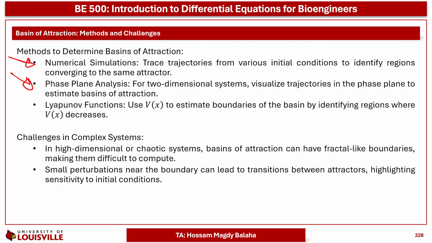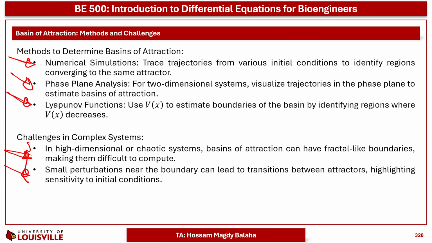Phase plane analysis for two-dimensional systems visualizes trajectories in the phase plane to estimate basins of attraction. Lyapunov functions use V(x) to determine the boundaries of a basin by identifying regions where V(x) decreases. Also, basins of attraction encounter two challenges. In high-dimensional or chaotic systems, a basin of attraction can have fractal-like boundaries, making them difficult to compute, and small perturbations near the boundary can lead to transitions between attractors.